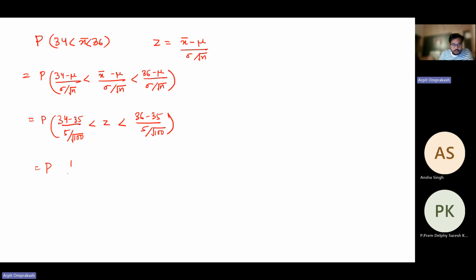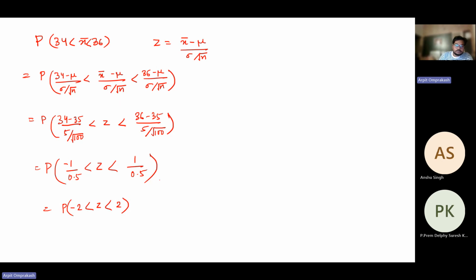This will be 1 divided by root 100, which is 10. 5 by 10 is half. So 1 by 0.5 minus 1 by 0.5, and z is less than 1 divided by again 0.5, equal to minus 2. So again, what we have here is we have to look up on the table and find what is the probability that z lies between minus 2 and 2.